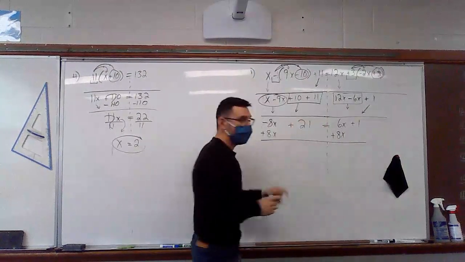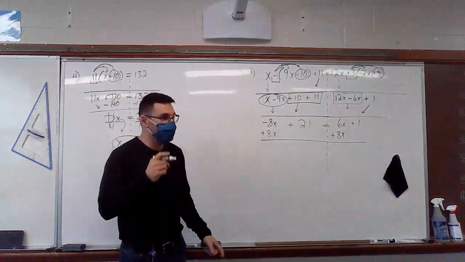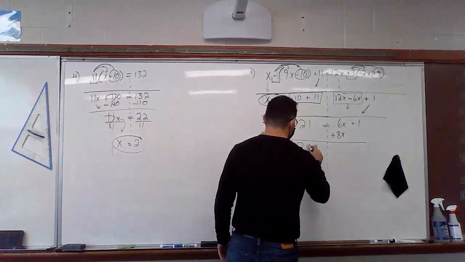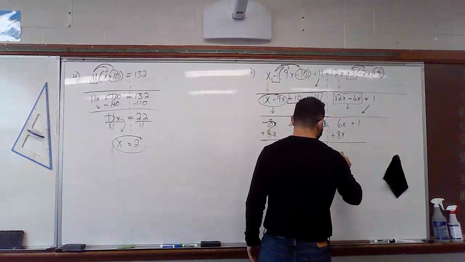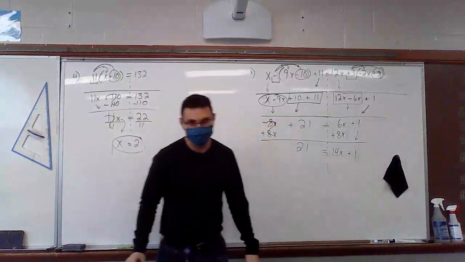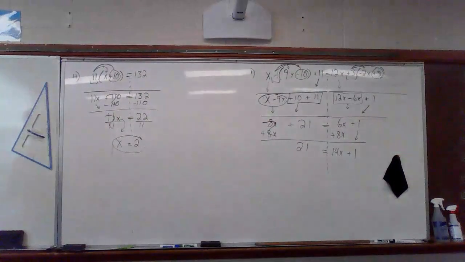Because we want to get rid of it on this side. We want it to become 0. Negative 8 plus 8 is 0 x's. 21 equals. That leaves me 14x. We didn't touch the 1. It comes down. Still with me here?